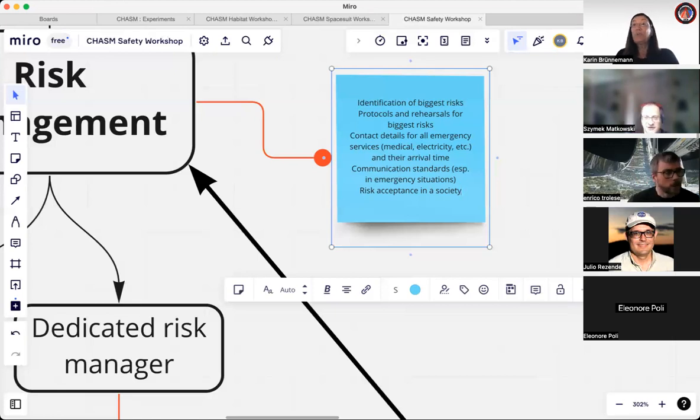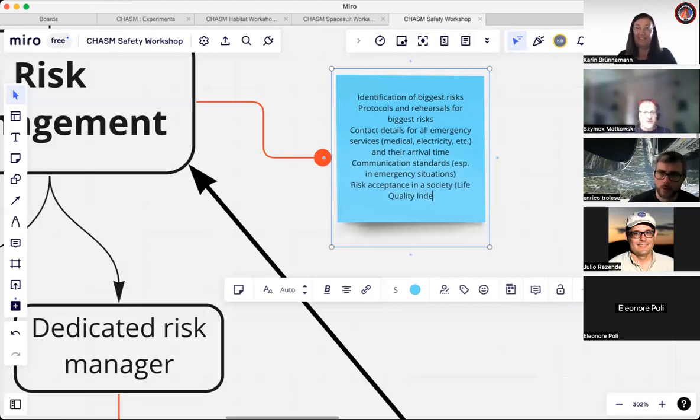I found it. It is called Life Quality Index. Yes. And it is of course measured in different disciplines. It's a little bit differently measured, but this is the basis of the risk definition. Yeah, acceptance by the society.